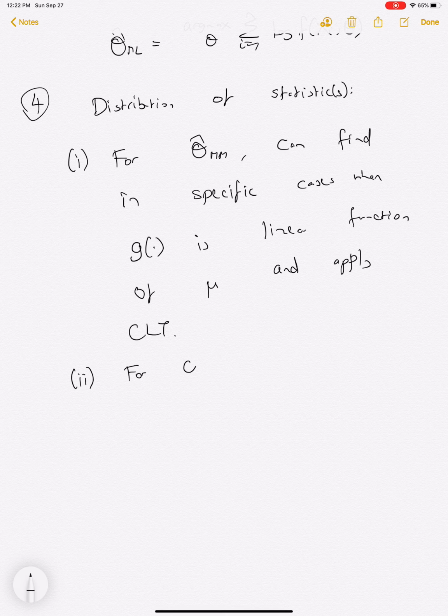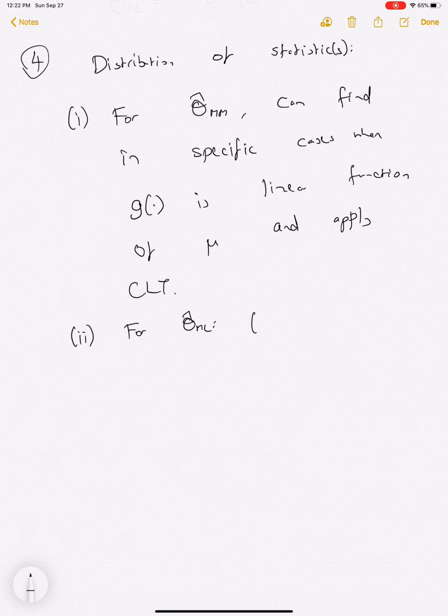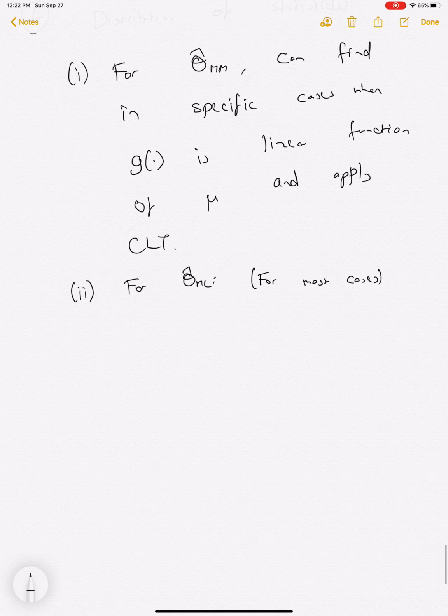So for theta hat ml, we get this very nice general result. I'm putting this in brackets for most cases because you did need some conditions that usually hold, but not always. We have that this converges to normal 0, 1. And so you have this approximate distribution.